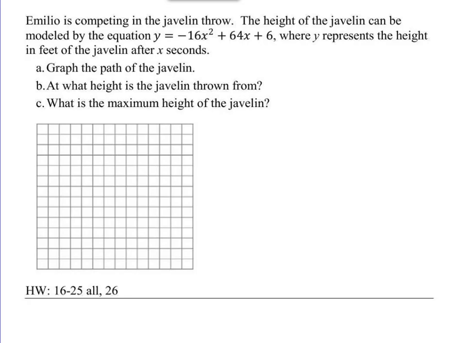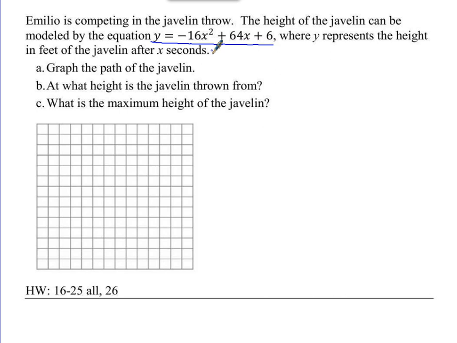Last problem, Emilio is competing in the javelin throw. You guys know what javelin is? If you are in track, you definitely know what it is. The height of the javelin can be modeled by this equation. And then they tell you what y and x are. Y represents the height in feet of the javelin, and then x represents the time that's gone by. So we're going to try to graph this thing.